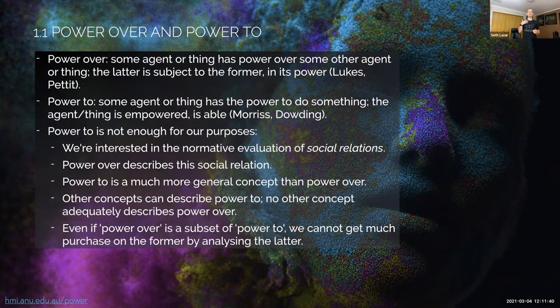Ultimately, I want to talk about the normative evaluation of social relations, relations among people in society. Power over describes a social relation, but power to is a much more general concept. The role of power to in social critique can often be adequately handled by other concepts. We might talk about the resources people have, their ability to gain control over other people by influencing the democratic process. I don't think we have any other concepts that can adequately describe power over. So we can do without one, not the other. It's true that power over is a species of power to, in a sense, because it involves an ability. But we don't get any real insight into power over by thinking about power to. So I'm going to set power to aside for now, while recognizing that there is an important literature in social theory on power to, and concentrate on power over. That's what I mean when I talk about social power.